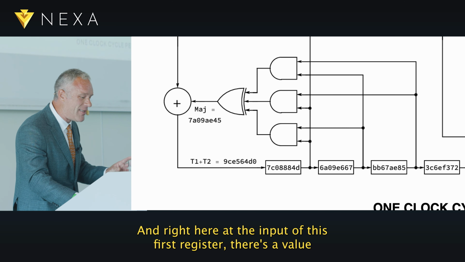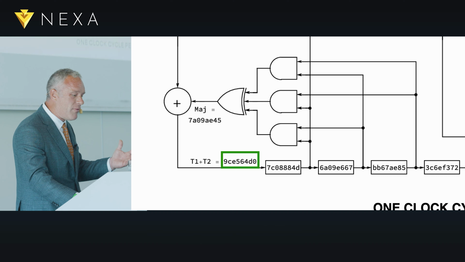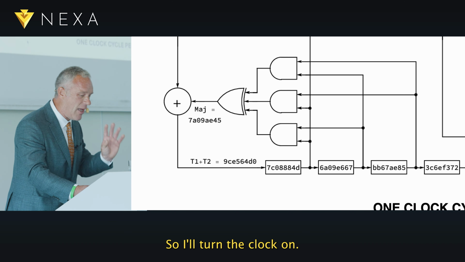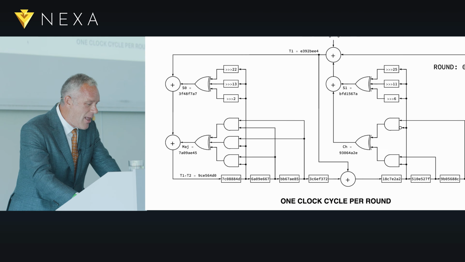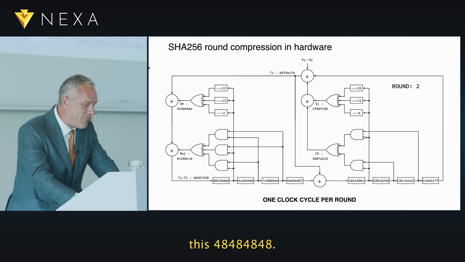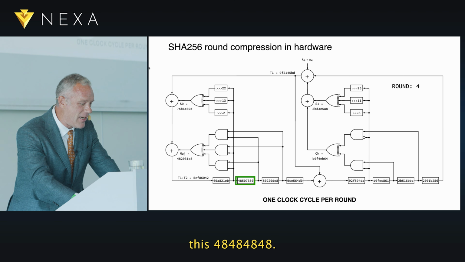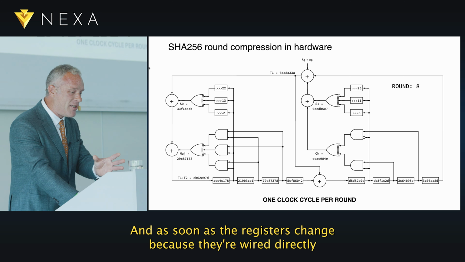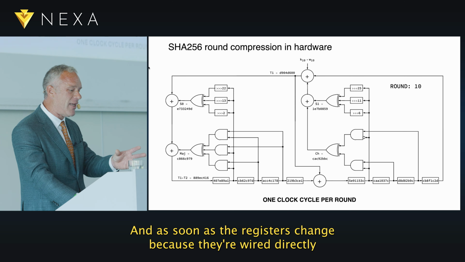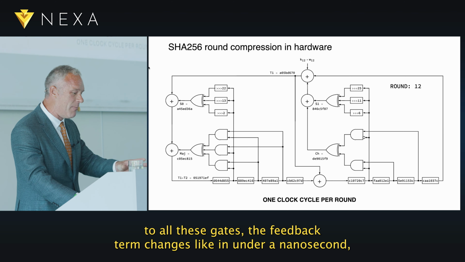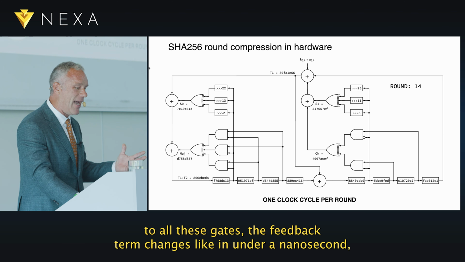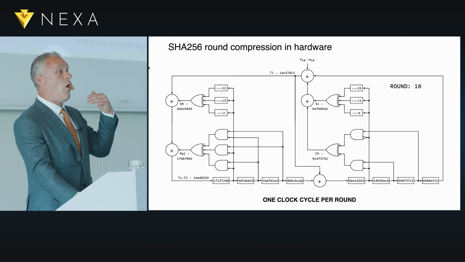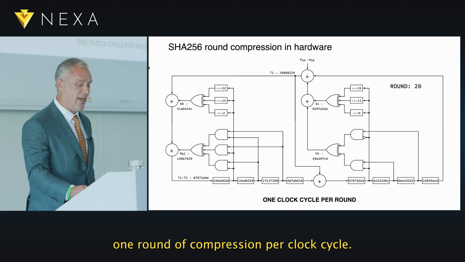And right here at the input of this first register, there's a value that's going to get saved into this register as soon as I turn on the clock. So I'll turn the clock on, and you can see this 48, 48, 48, 48. So it's just moving along every clock cycle. And as soon as the registers change, because they're wired directly to all these gates, the feedback term changes in under a nanosecond, which allows us to move through the SHA-256 computation 1 round of compression per clock cycle.